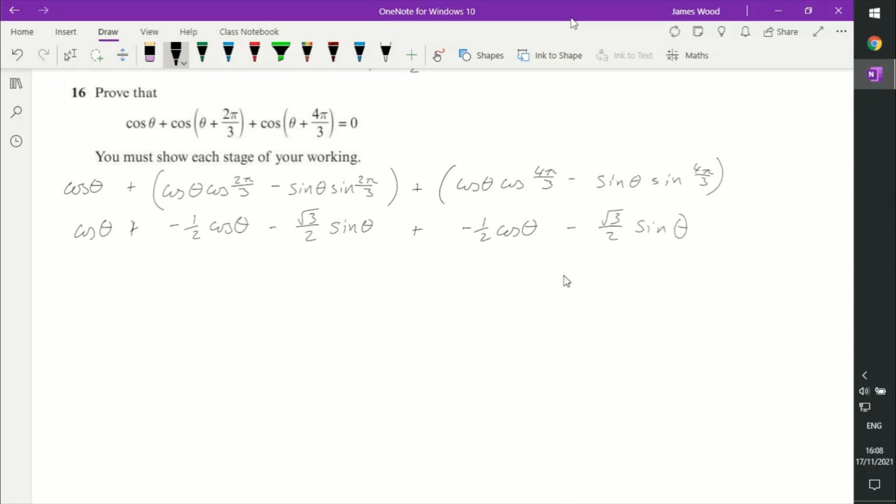And now you can see from this, I've got cos theta minus a half cos theta minus another half cos theta. So these all sum to make 0. And then I've got minus root 3 over 2 minus another root 3 over 2. That's not 0. So let me just correct that, because minus sine theta sine 4 pi over 3, sine 4 pi over 3 is minus root 3 over 2. So actually it should look more like that for the last term, which then gives you a positive root 3 over 2. And then this and this cancel out, and then we just get 0. There we go.